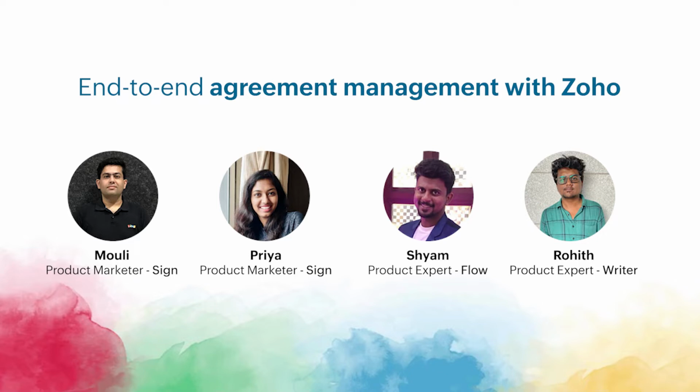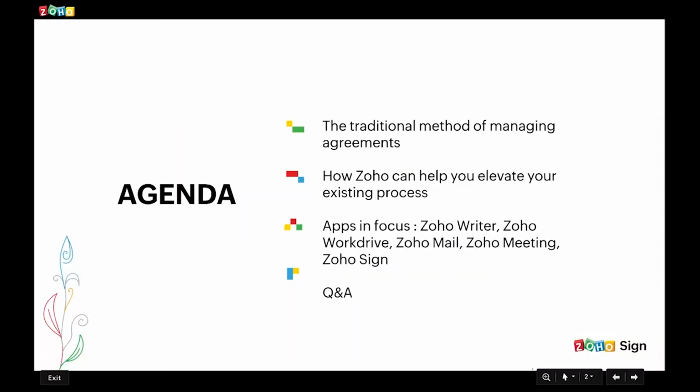Before we dive into this webinar, let's see what we have on the agenda for today's session. We start with the traditional method of managing agreements and how tiresome it is. Then we'll show you how Zoho can help you elevate your existing processes, which is then followed by walkthroughs of popular use cases of Zoho Sign integration with other Zoho apps in detail. At the end, we'll have an interactive Q&A session. Now, Mauli will be taking you through the traditional method of agreement signing and how Zoho apps can make your day to day tasks easier. Over to you, Mauli.